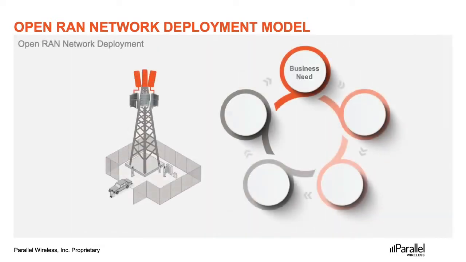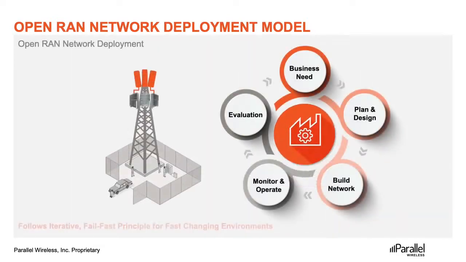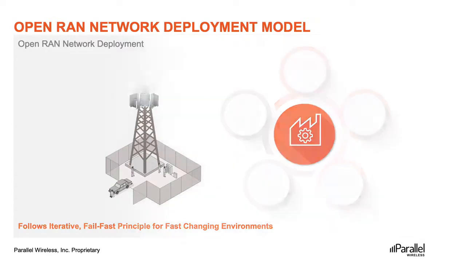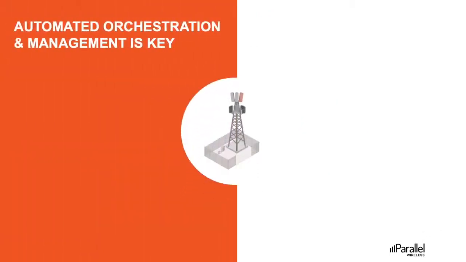OpenRAN network deployment can be driven by business needs to start with. Business needs trigger a feedback loop which goes through plan and design, build network, monitor and operate, and finally evaluate, which in turn can then again provide inputs to the business needs. Orchestration and management is key in order to achieve the benefits that we discussed earlier from cloud native OpenRAN solution.